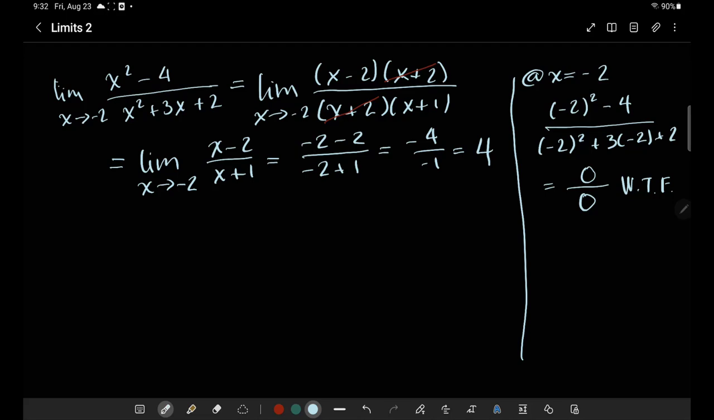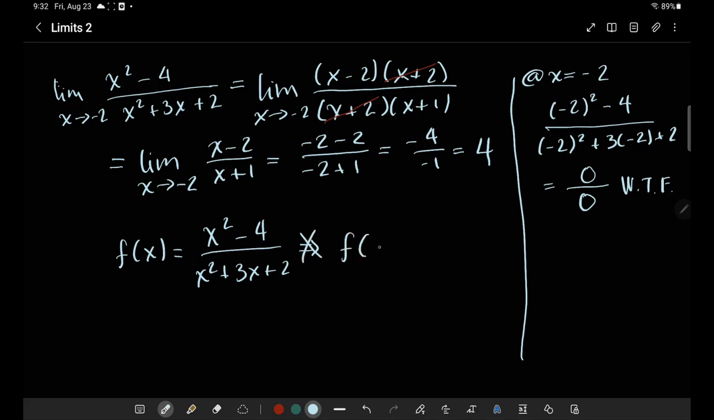So the function does not take the value of 4. It's not true that if f of x corresponds to the original function, x squared minus 4 over x squared plus 3x plus 2, this implies that f at -2 is equal to 4. That, in fact, is not true. I'm going to put a big X.